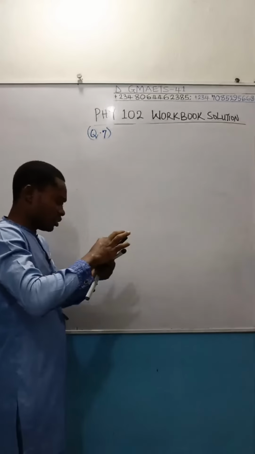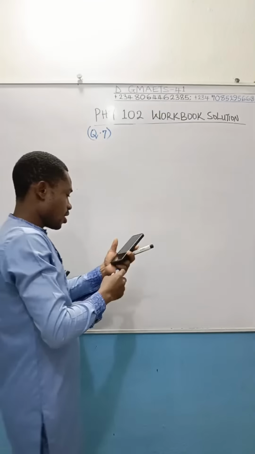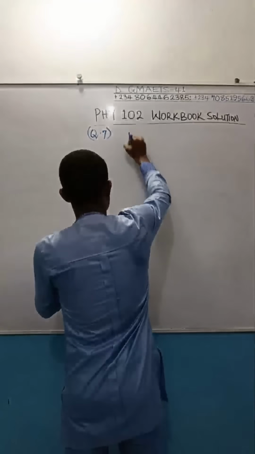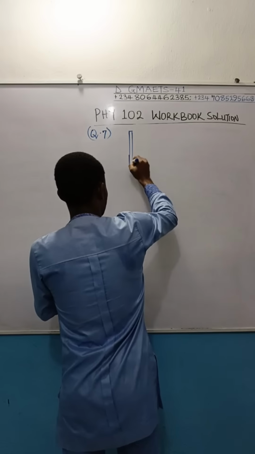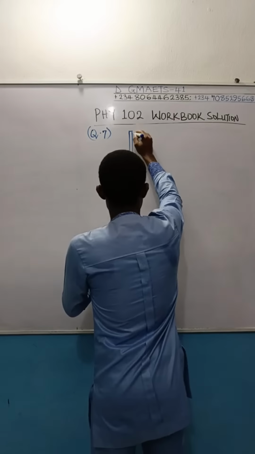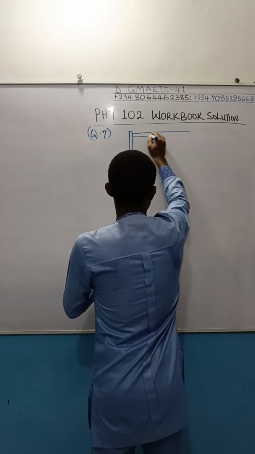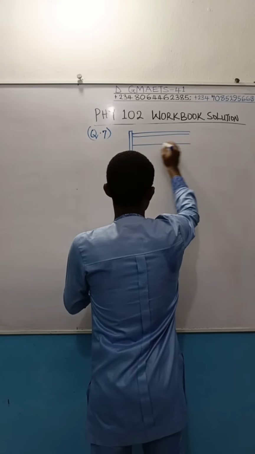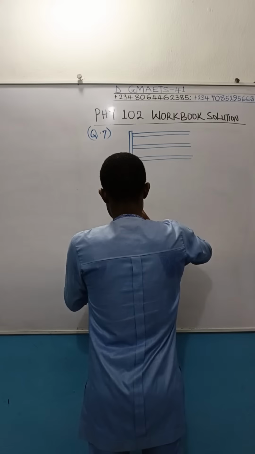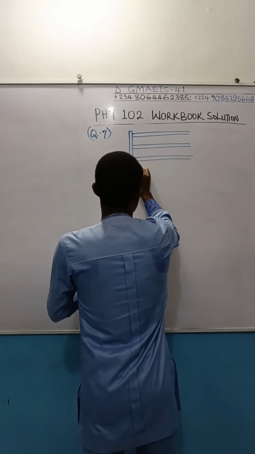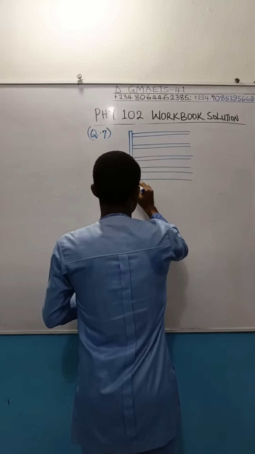Question number 7. Before I dictate the question, let me see if I can quickly draw this. We have a diagram like this. Then we have these strips. 1, 2, 3, 4, 5.